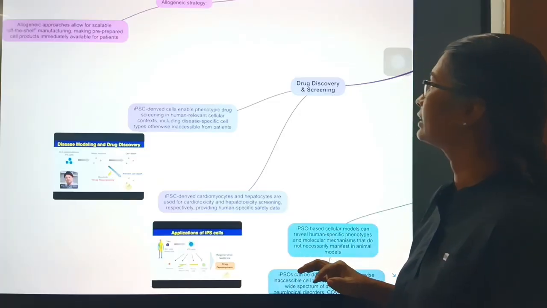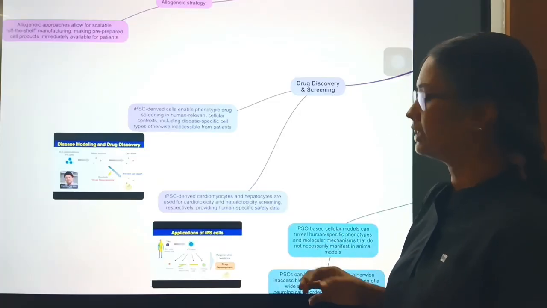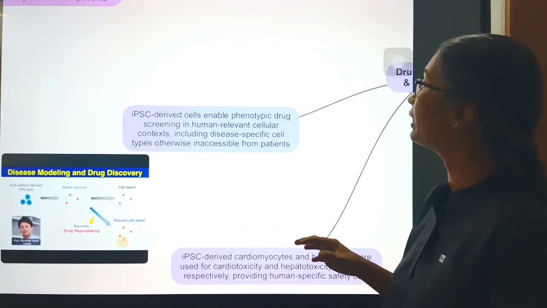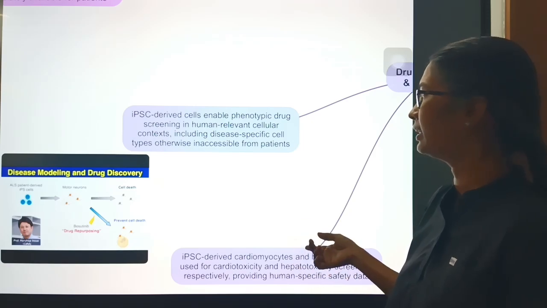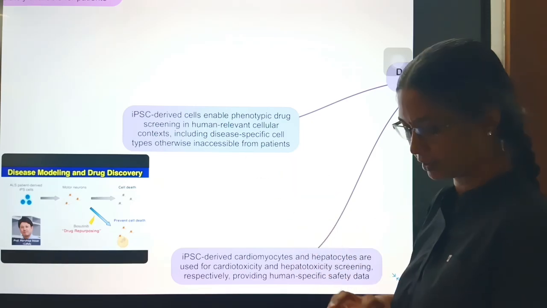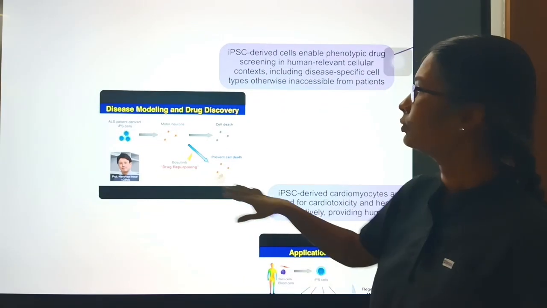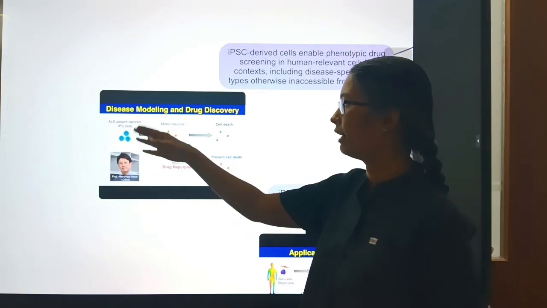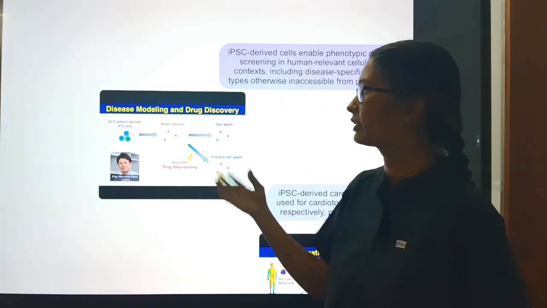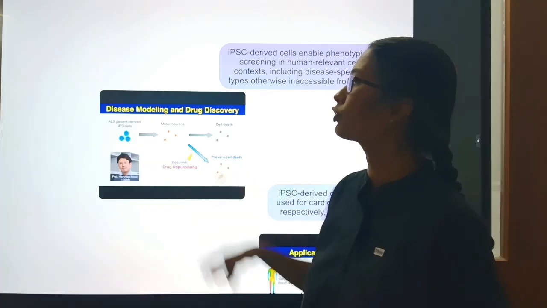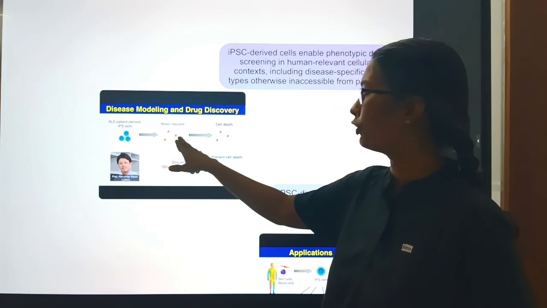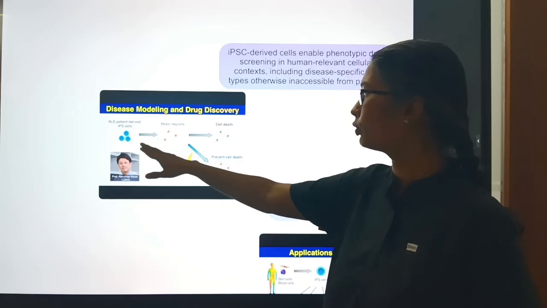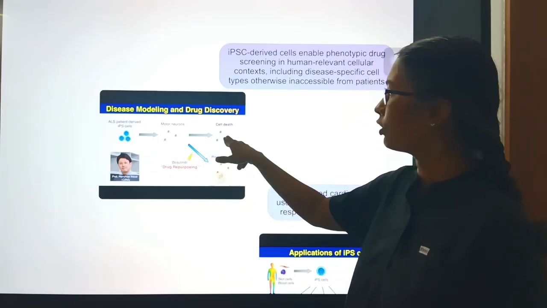Next is drug discovery. iPSC-derived cells enable phenotypic drug screening in human-relevant cellular contexts, including disease-specific cell types otherwise inaccessible from patients. So there was a patient having ALS, amyotrophic lateral sclerosis. The cells were derived and then motor neurons were differentiated from those iPS cells, which showed cell death.